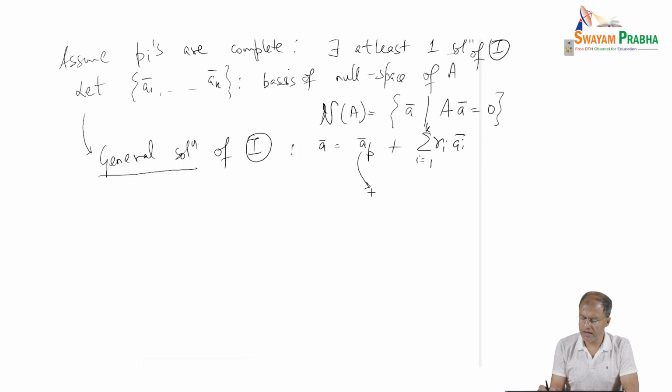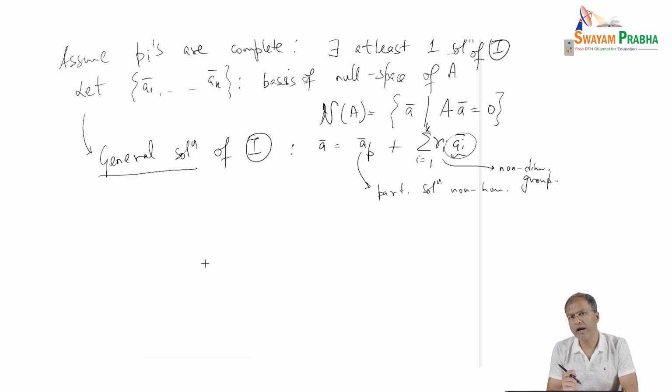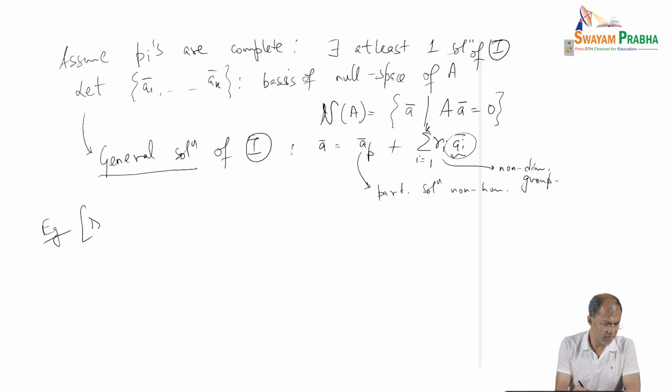So A particular will give us the particular solution to the non-homogeneous equation, and the gamma i times A i's will give us all the combinations of the dimensional groups, the non-dimensional groups. So this null space will give us the non-dimensional groups, right? Let us try to see this by going back to the example of the drag on a sphere.